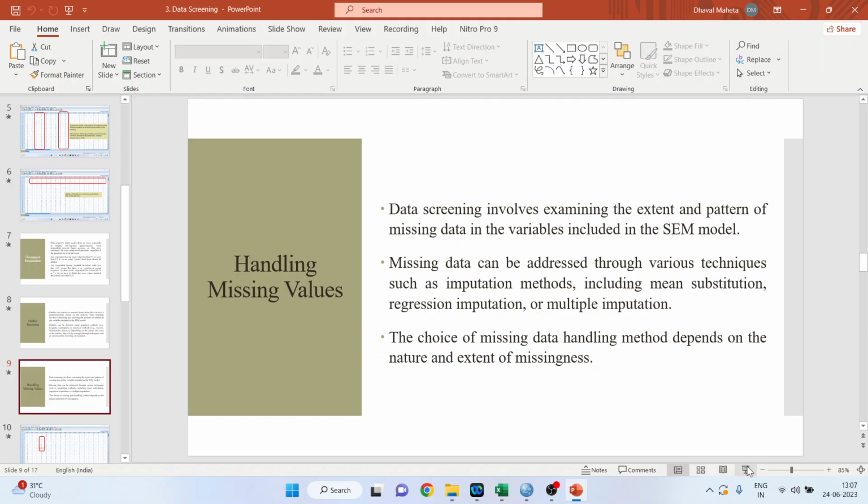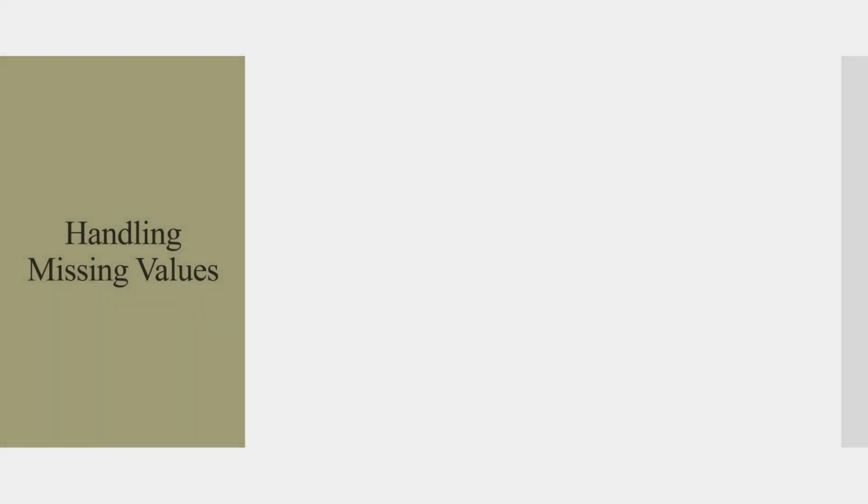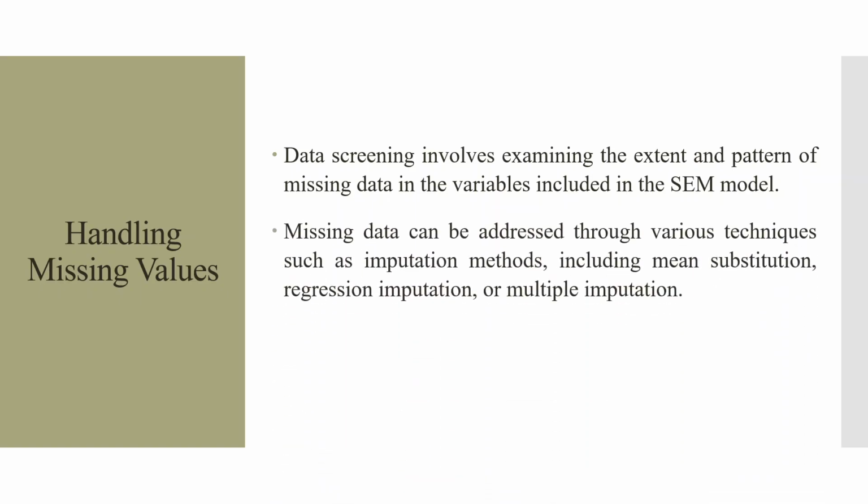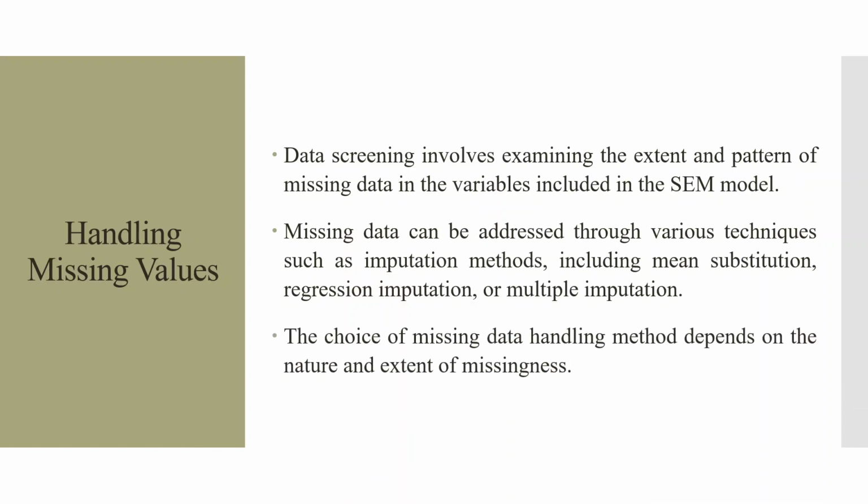The next thing which we have to check in the data is missing values. Data screening involves examining the extent and pattern of missing data in the variables included in the SEM model. Missing data can be addressed through various imputation techniques, including mean substitution, regression imputation, or multiple imputation. The choice of missing data handling method depends on the nature and extent of missingness.